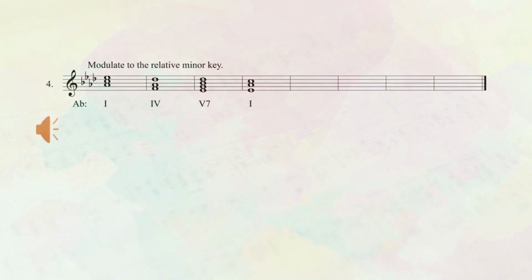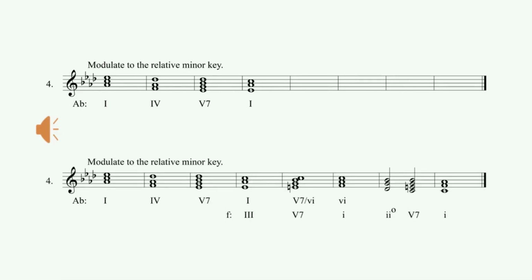Next, we are asked to modulate to the relative minor key from A flat major. So our goal is to get to F minor. You should know where the modulation occurs by now, so let's skip to the answer. So the A flat major chord in bar 4 is the pivot. It is both chord 1 of the old key and chord 3 of the new key. This chord 3 was built from the natural minor, which explains why there's no E natural yet.